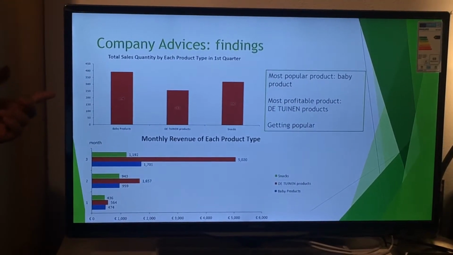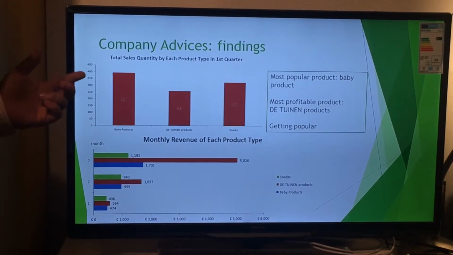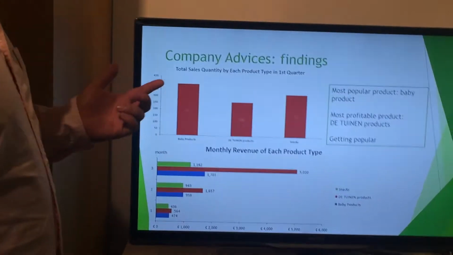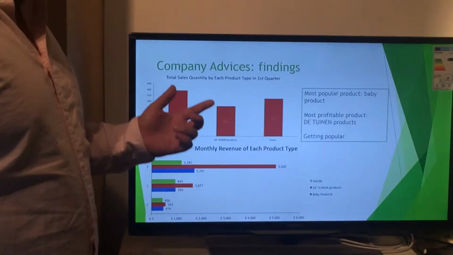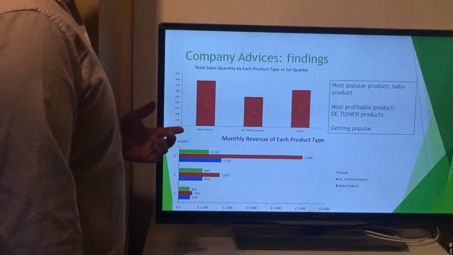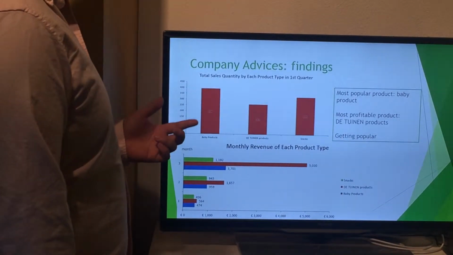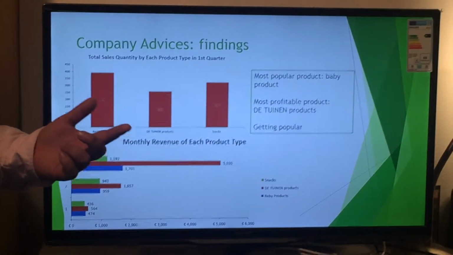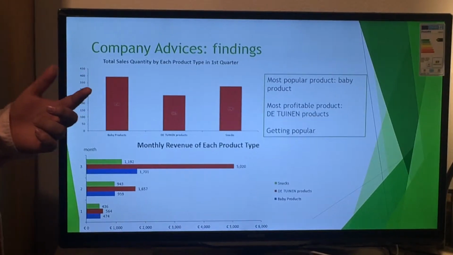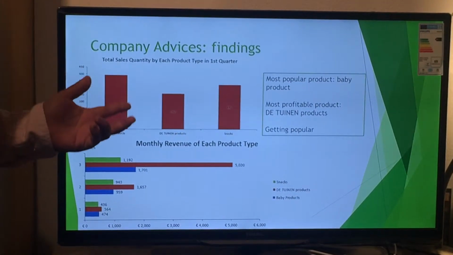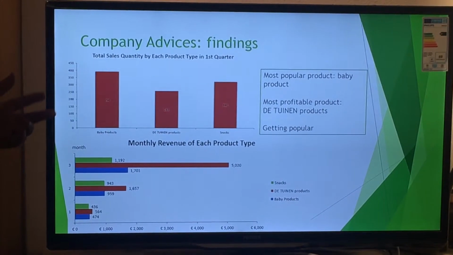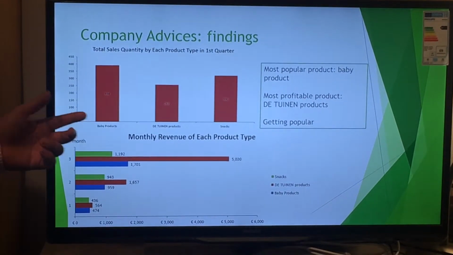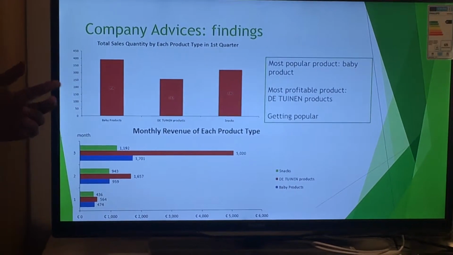And these two charts, the first one is the total sales quantity by each product type in the first quarter. From this chart, we can know which product is most popular in the first quarter. And the second chart is monthly revenue of each product type. From this chart, we can know which product makes the biggest contribution to the monthly revenue. Combining these two charts, we can know the baby product is the most popular product, and the detergent product is the least popular product.